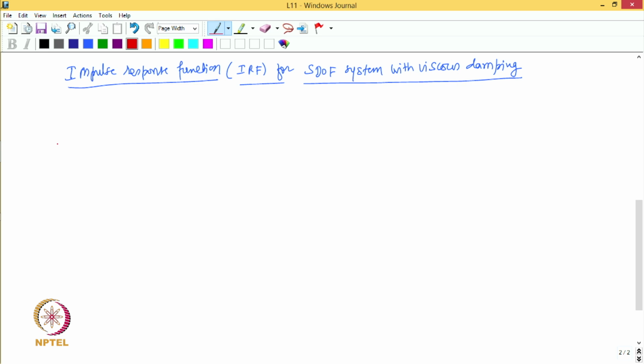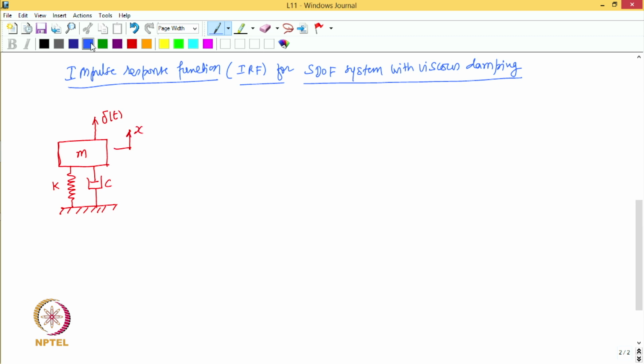So, let us take a single degree of freedom system with viscous damping in this manner, and let us say it is subjected to a unit impulse. It is subjected to a force delta of t, and as we saw, the delta of t basically is equivalent to applying a unit impulse on the system. And let us determine what is the response x.